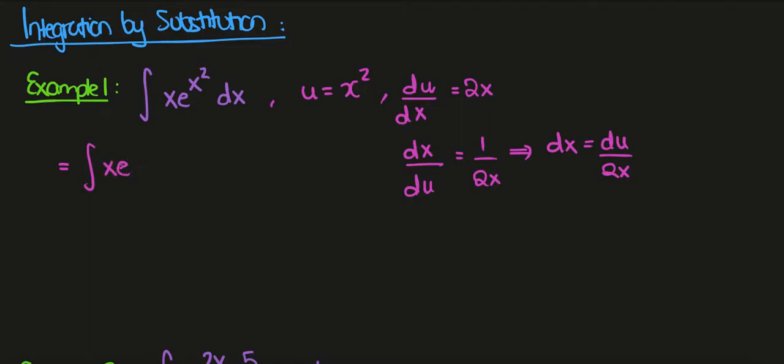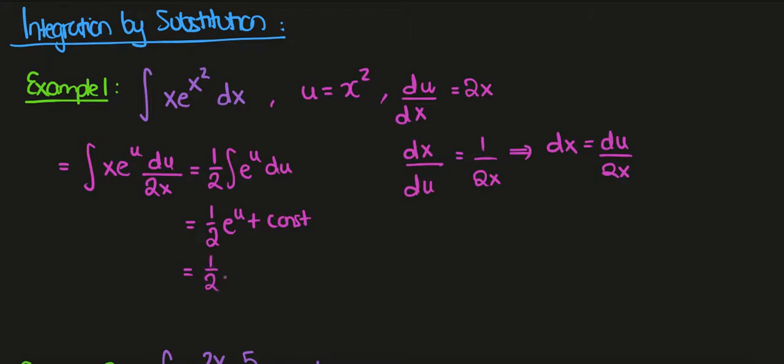Okay, now if we look at this expression, what we get is the integral of x times e to the u, because u is x squared, and dx is du on 2x. Now the x's will cancel, and so we end up with 1/2 the integral of e to the u du, but that's just 1/2 e to the u plus some constant. And now we substitute back. So we'll have 1/2 e to the x squared plus some constant. And that's it.